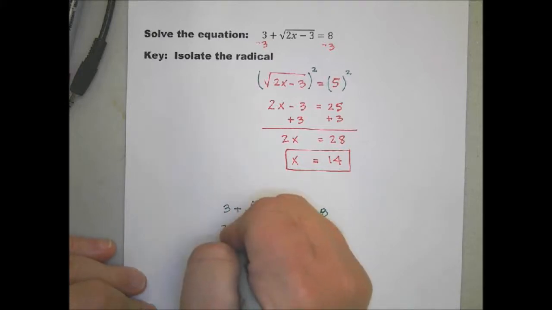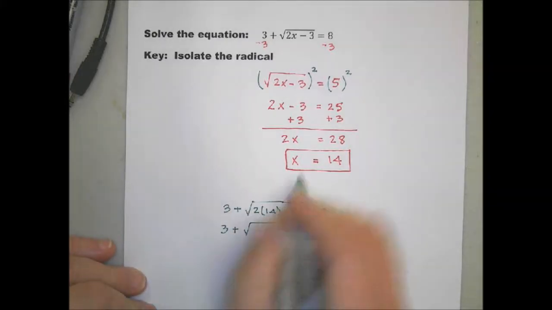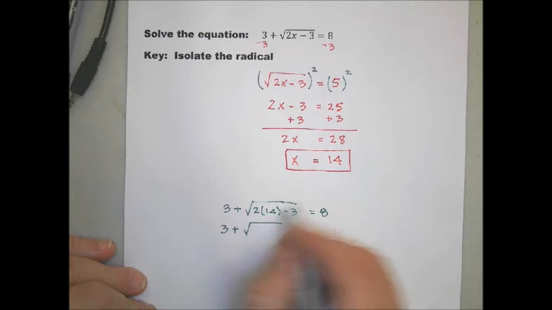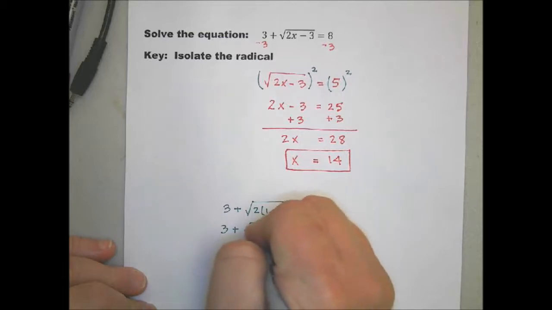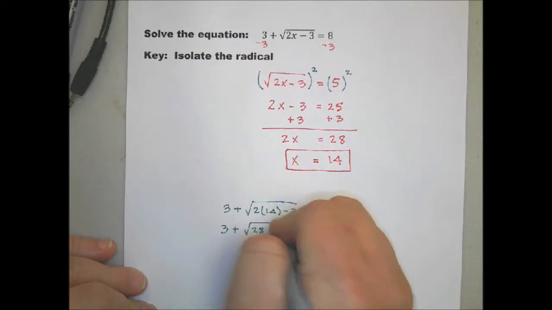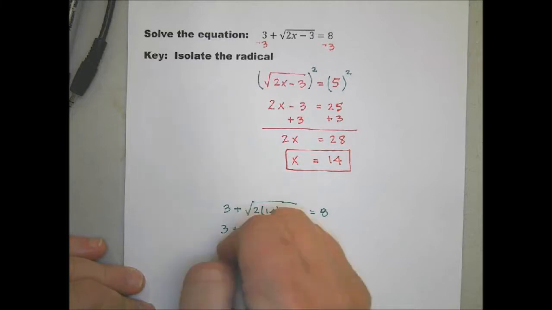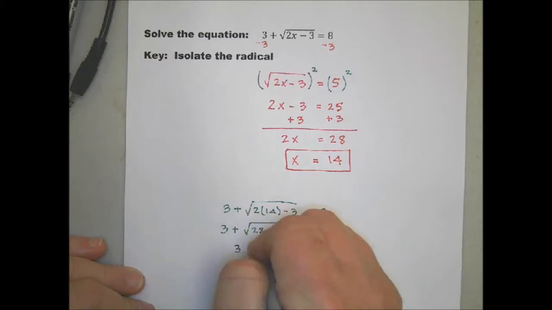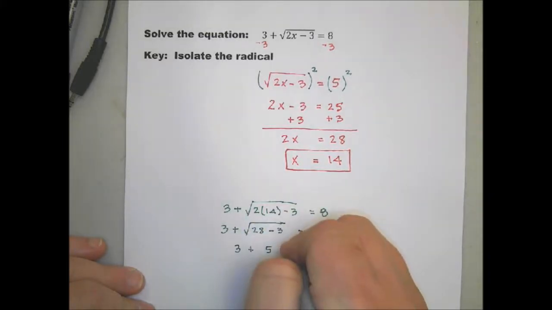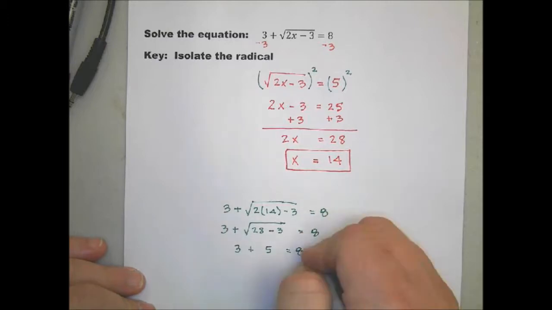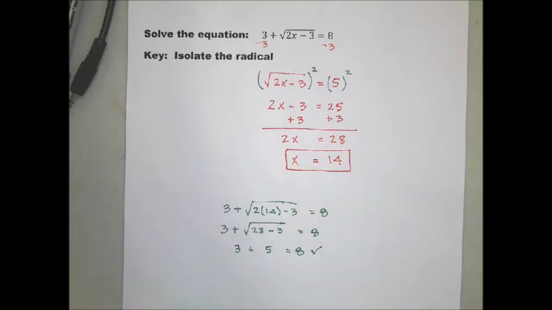So 3 plus the square root of 2 times 14 is 28. 28 minus 3 equals... 28 minus 3 is 25. The square root of 25 is 5. So 3 plus 5 really does equal 8. So the problem checks out. I know my answer is right.